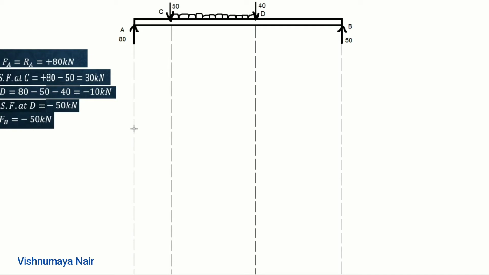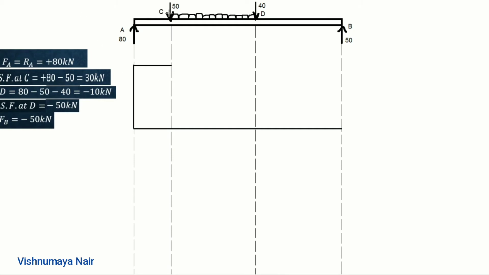For that, we have to draw the baseline first. This is the baseline. Now, at this point A, shear force is equal to plus 80 kilonewton. So we'll mark it above the baseline like this. Now this value remains constant between the points A and C. So between the points A and C, we have the shear force value equal to plus 80 kilonewton.